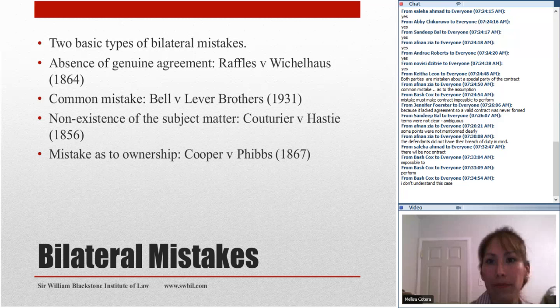Now, mistake as to a quality of the subject matter. This subject creates great difficulties nowadays because very few contracts are found to be void on the ground that there is a sufficiently fundamental mistake as to quality. This sufficiently fundamental condition that the court has put is very, very hard to prove. Also, it is difficult to distinguish this sufficiently fundamental quality from the assumption of a risk, which works to the disadvantage of one or both parties.